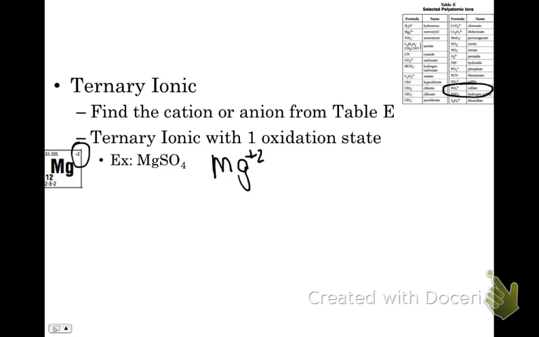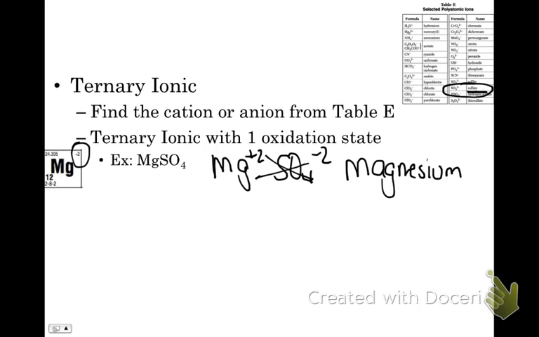SO4 from table E was actually SO4 -2. When you crisscross them, it's a 1-to-1 ratio. So this is named magnesium. And I'm just taking the name from table E for the, in this case, the anion, or the polyatomic ion that I have here, and that's sulfate. So magnesium sulfate.